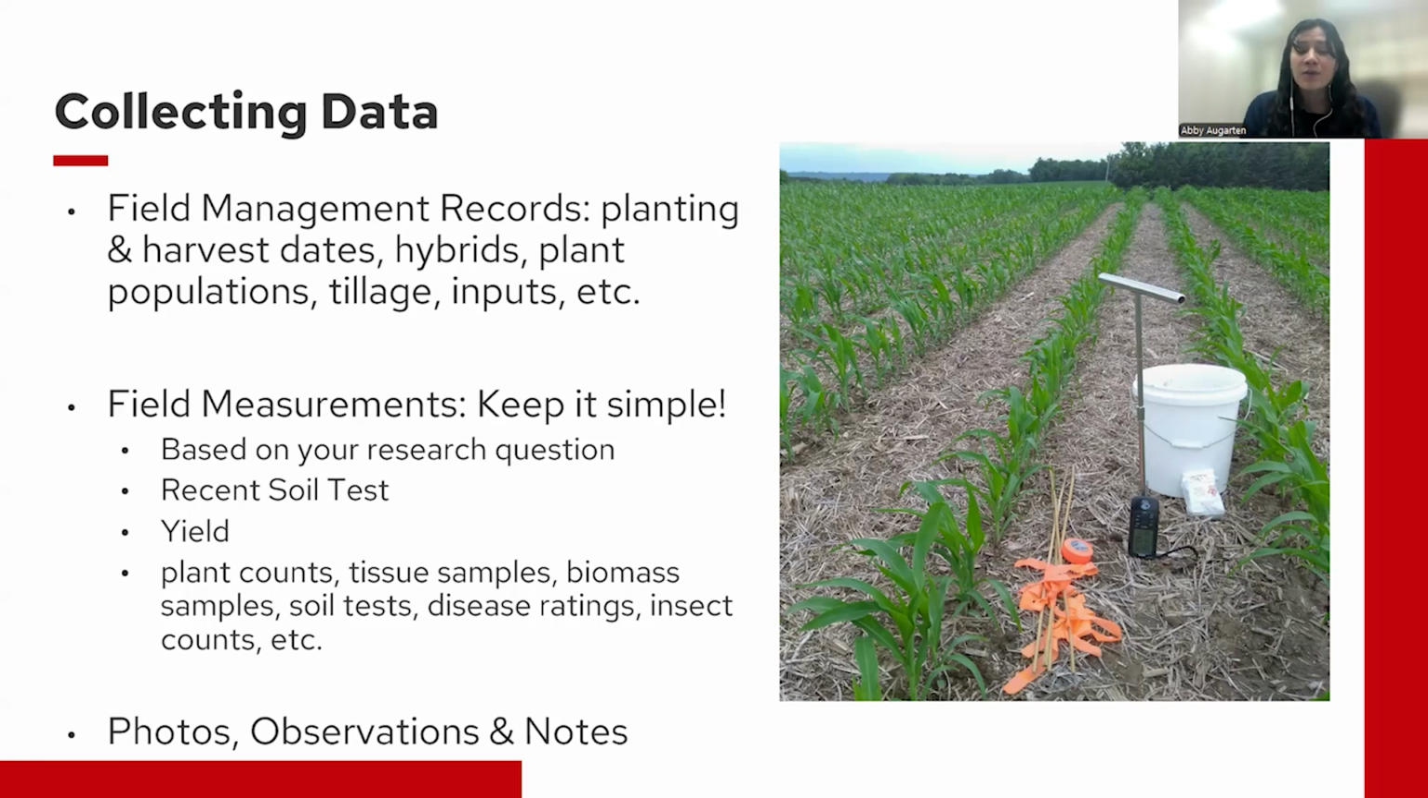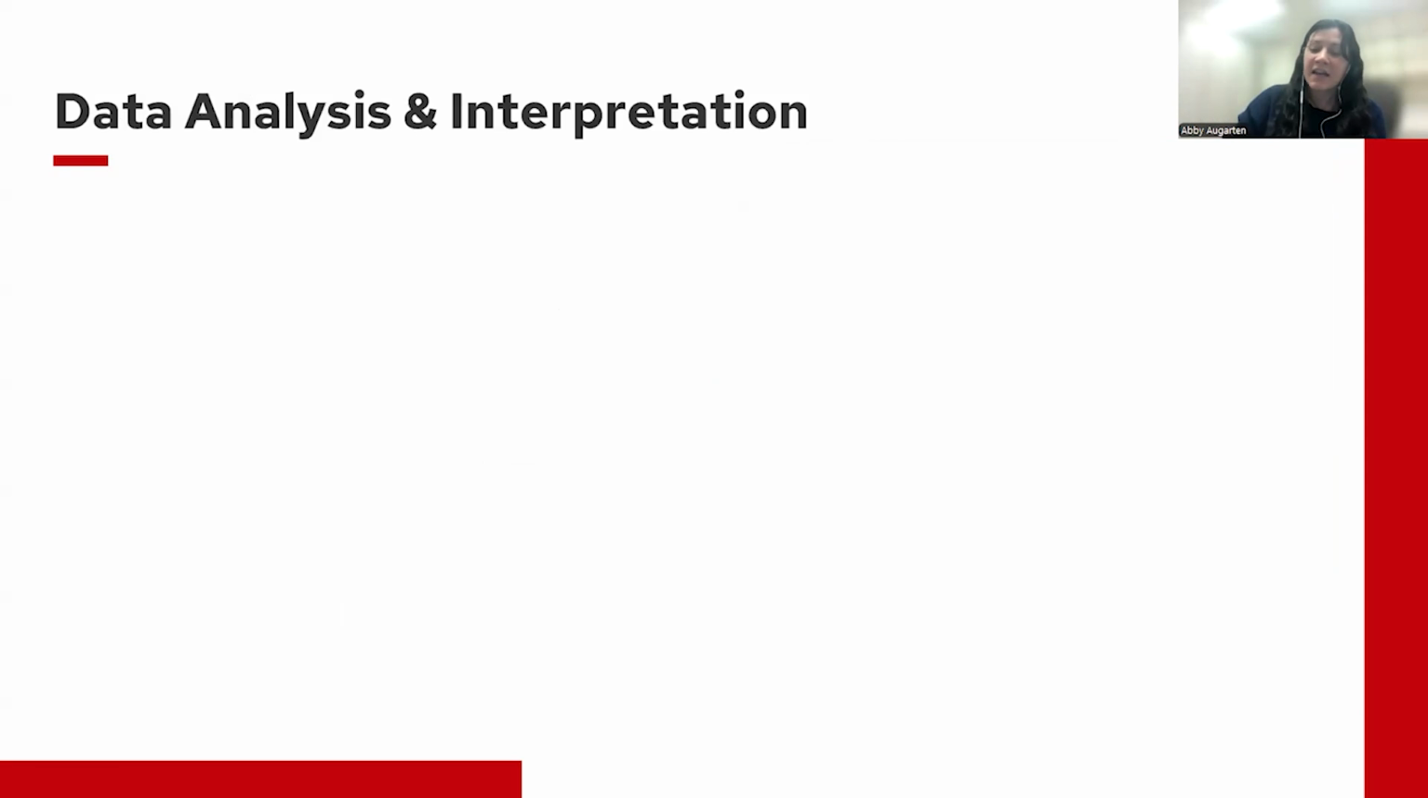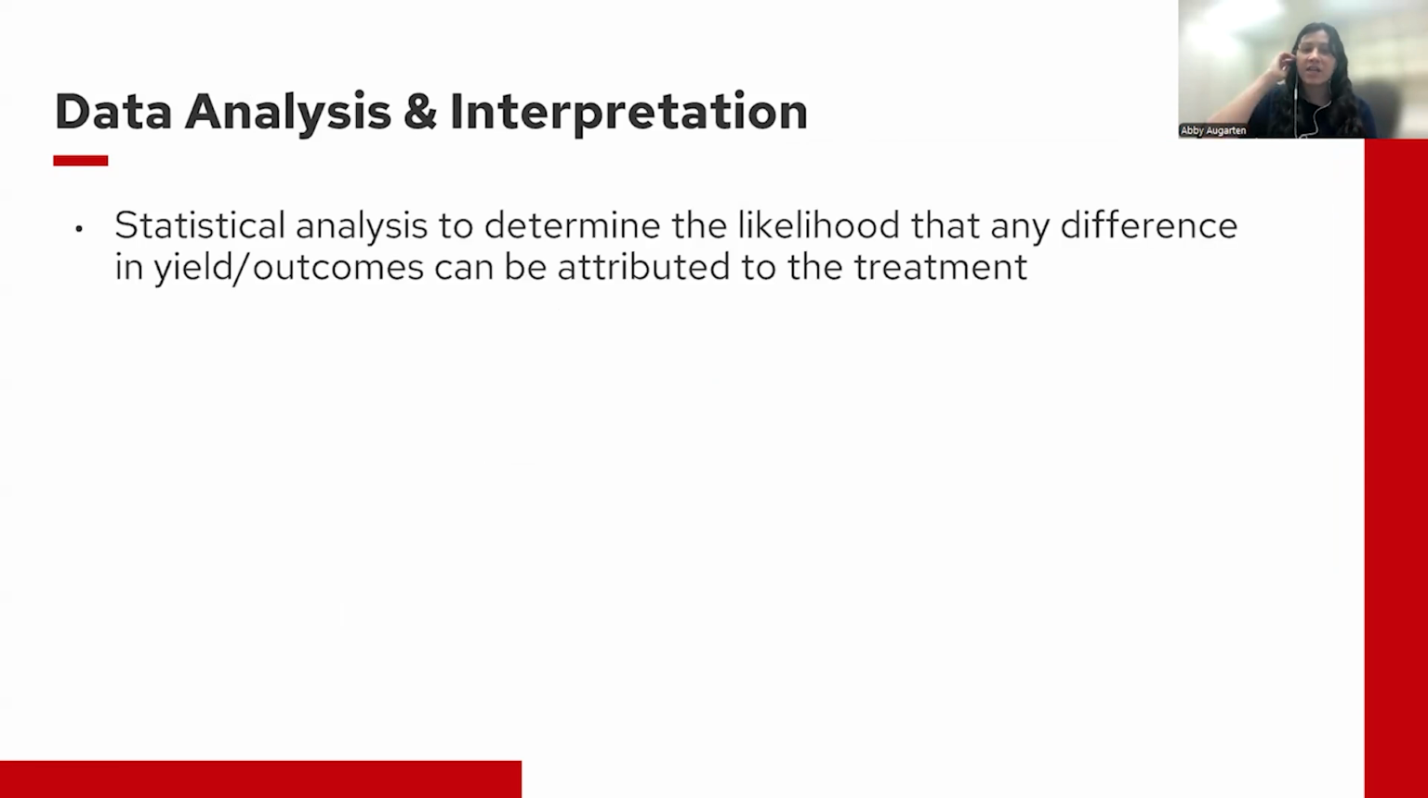And then lastly, photos, observations, and notes are all really important, especially trying to do some scouting and check in on those trials throughout the season, taking note of anything wonky that's going on, whether it's a low spot or a pest outbreak in a certain area of the field. All of this will be really important at the end of the season to reflect back on that yield data or whatever other measurements or outcomes you're evaluating.